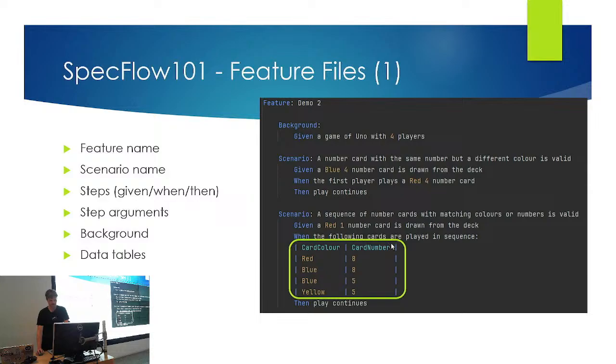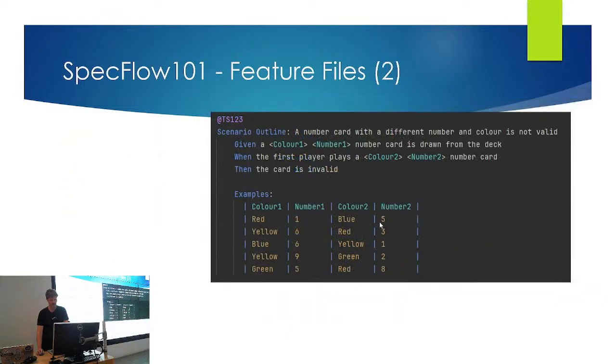Data tables act as an argument which can be passed into a step, but they allow us to have a lot more structured data that we want to pass into our test step. That would get very messy if we had to pass all of that as individual arguments, so it's very handy. We can have any number of columns or any number of rows in a data table. We'll see some more examples of that a bit later.